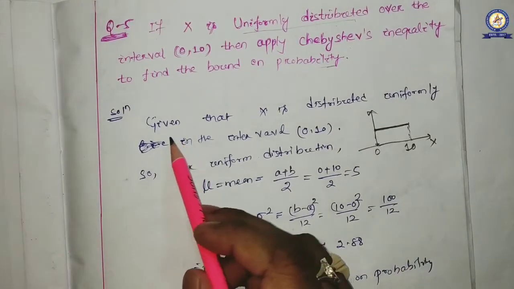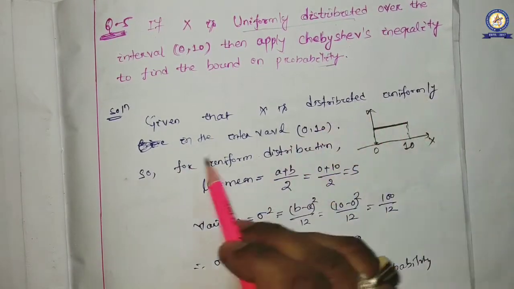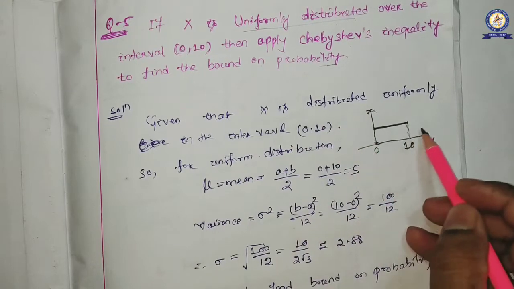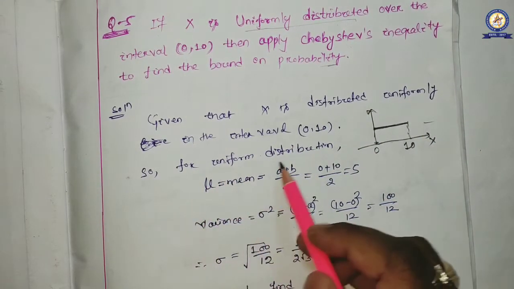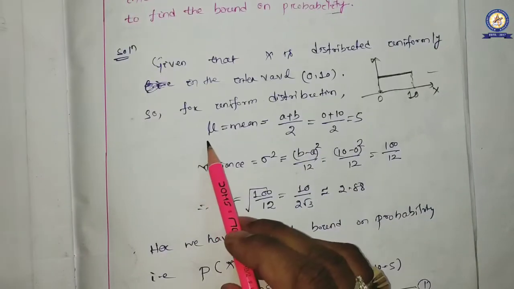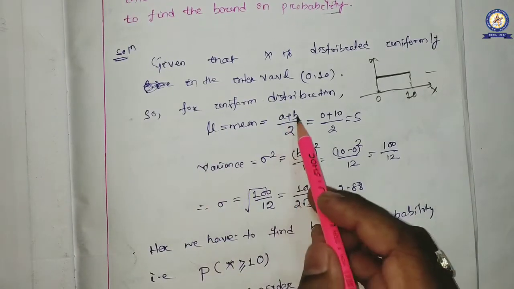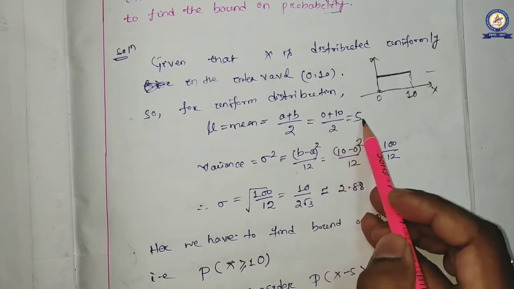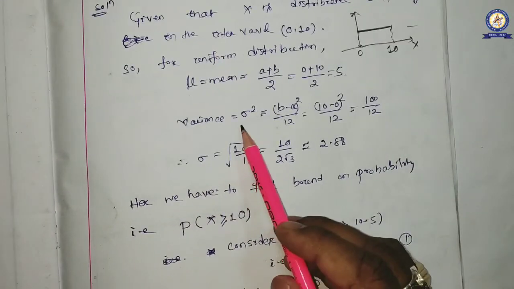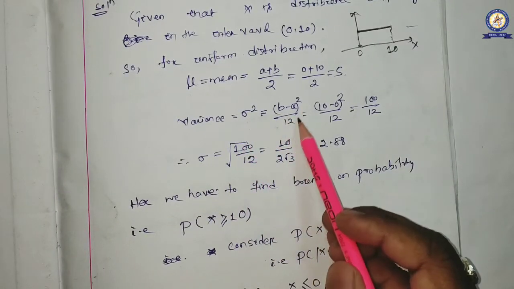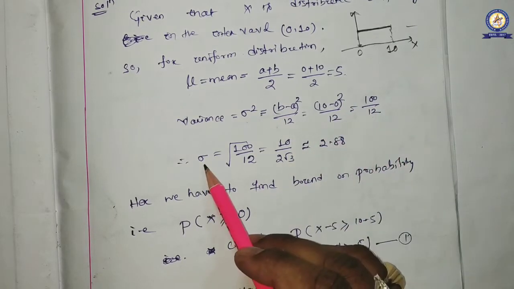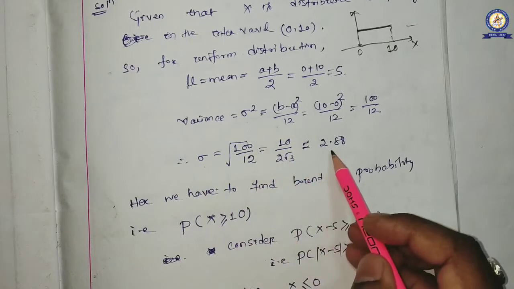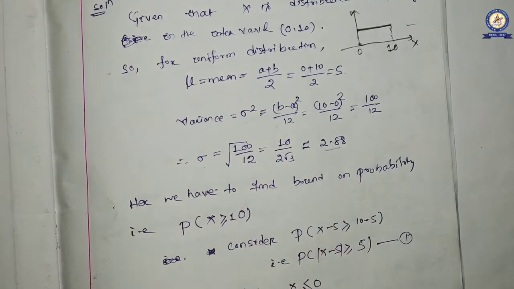Given that x is distributed uniformly in the interval 0 to 10. For the uniform distribution, mean mu equal to (a plus b) by 2, that is (0 plus 10) by 2 equal to 5. Variance, sigma square equal to (b minus a) square by 12, (10 minus 0) square by 12 equal to 100 by 12, and standard deviation will be the root of this one, approximately 2.88.